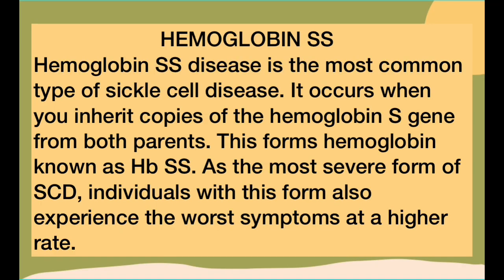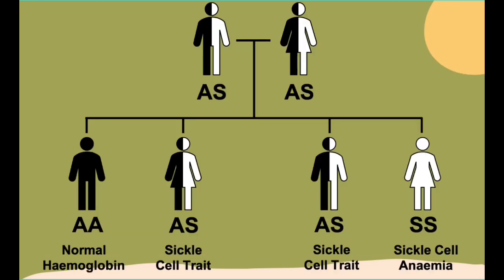The first type of sickle cell disease we will be looking at is the hemoglobin SS disease, which is the most common type of sickle cell disease. It occurs when you inherit copies of the hemoglobin S gene from both parents. This forms hemoglobin known as HbSS. As the most severe form of sickle cell disease, individuals with this form also experience the worst symptoms at a higher rate.